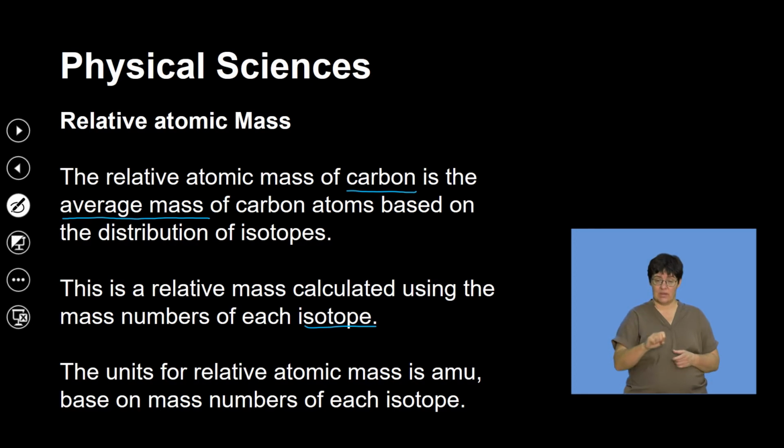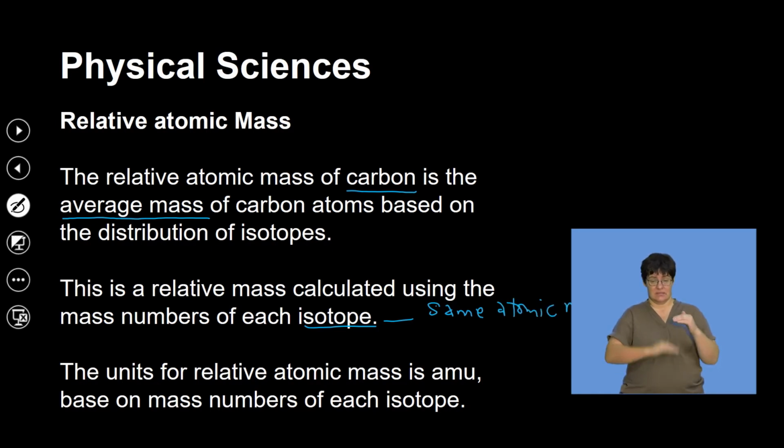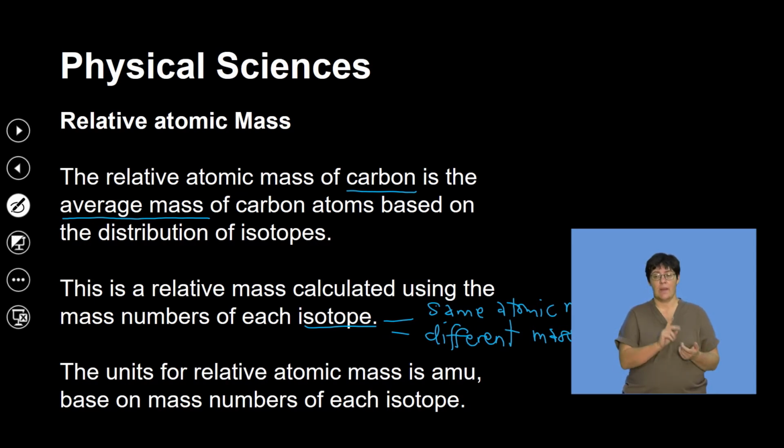So isotopes, we're saying, have the same atomic number but different atomic mass. Different mass, but for the same element, okay? The unit of relative atomic mass is atomic mass units. AMU stands for atomic mass units, based on the mass of each of those isotopes.